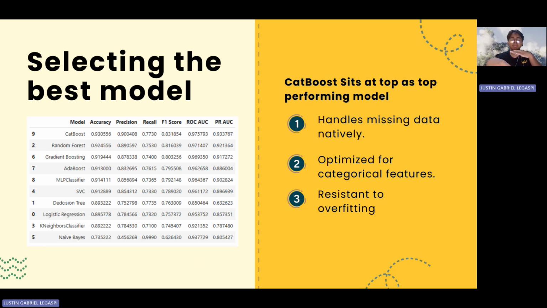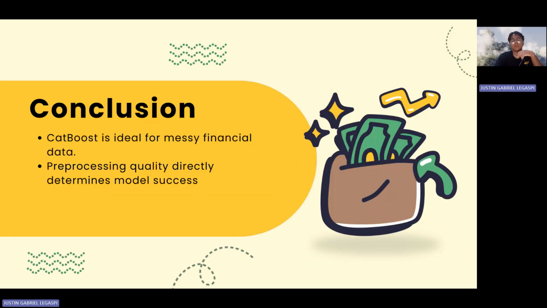CatBoost has a native system that handles missing data, so it doesn't need any imputation guesses. It also has categorical feature optimization, so it understands raw text data more properly. And it also has overfitting resistance. It stays reliable even on real-world data. In conclusion, with 93% accuracy, with native handling of real-world imperfection, CatBoost sits at top one.